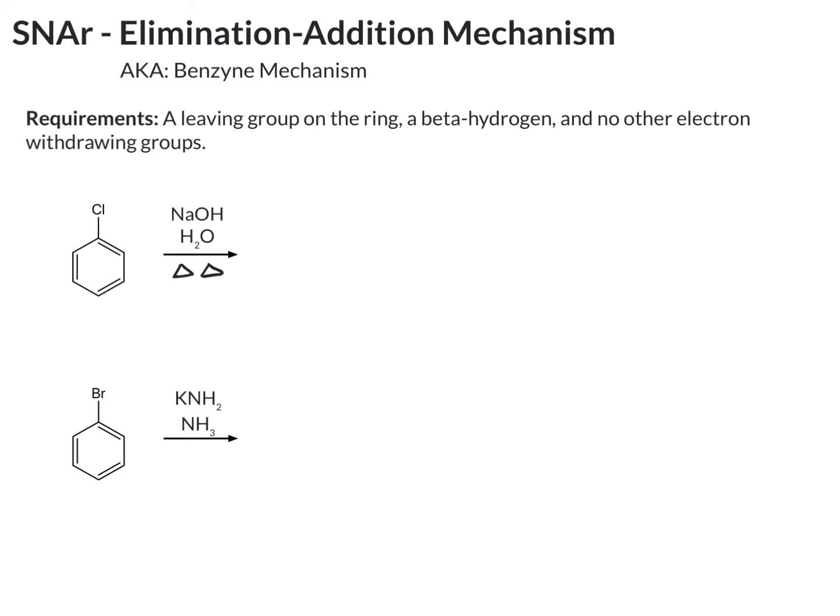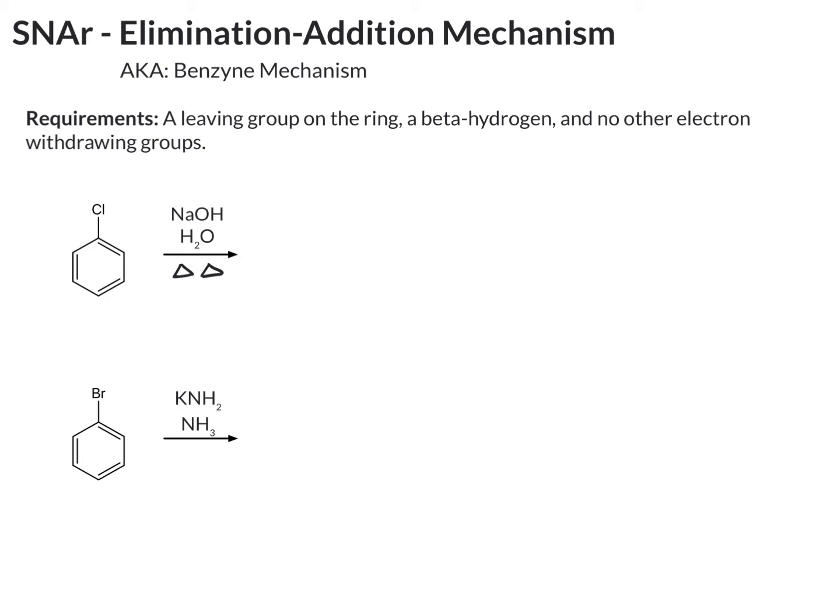The other mechanism for nucleophilic aromatic substitution is an elimination addition mechanism. So here, there's an elimination that happens first, followed by addition of the nucleophile. The requirements here are a little bit less than that of the addition elimination. The main difference is in the lack of electron withdrawing groups.